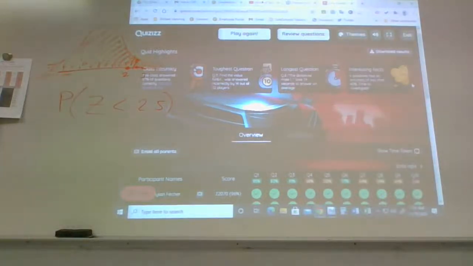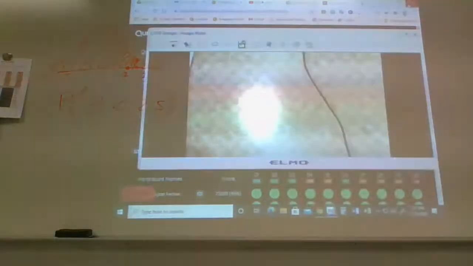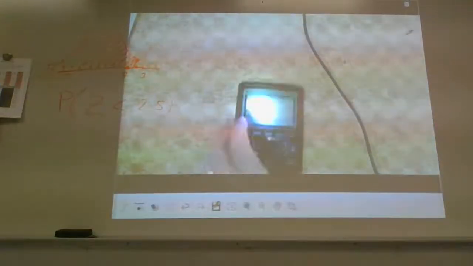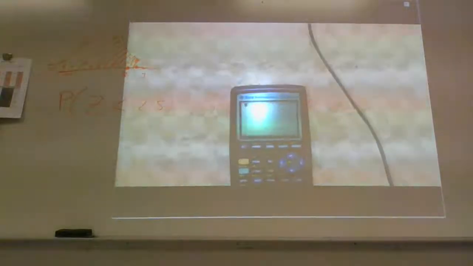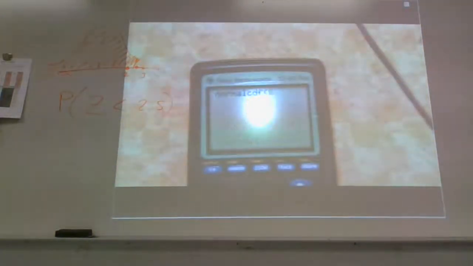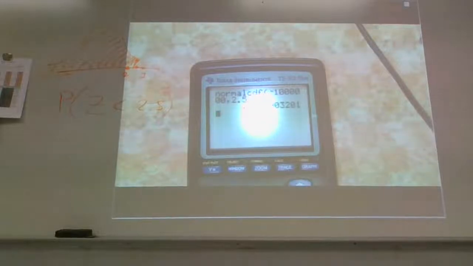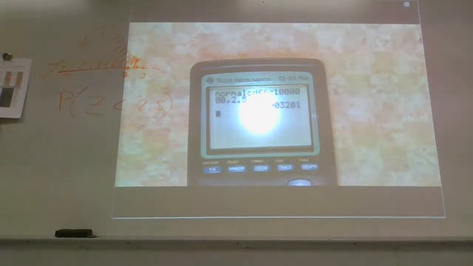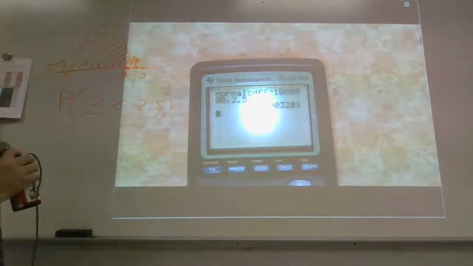So if you were dealing with a problem like that, the way to get this done correctly, zooming in, would just be utilizing normal CDF, some big negative number, comma 2.5, to get that percentage done. Since it was a z-score, you could leave the mu and sigma as 0 and 1, which would indicate that you're dealing with z-scores.